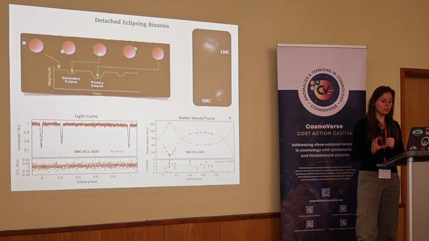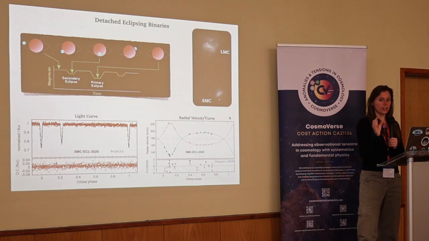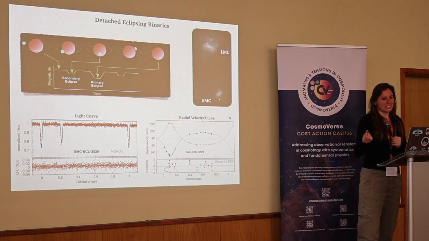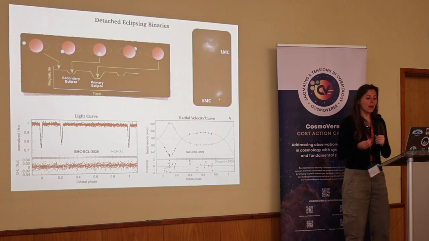So by modeling this system, you can infer how close they are to each other, so the separation of these two stars. You can also infer the mass of the system and the radii. And most importantly, you get the distance of that system. It's a really powerful technique.